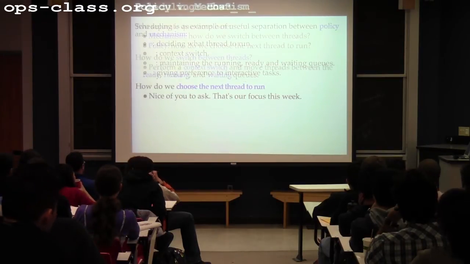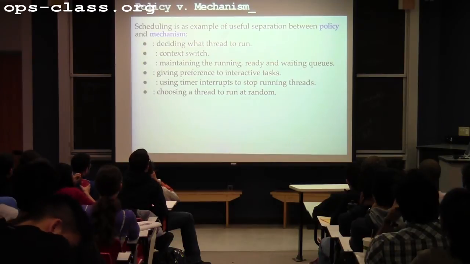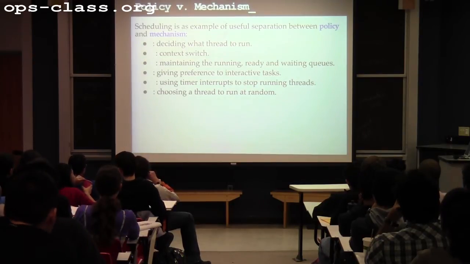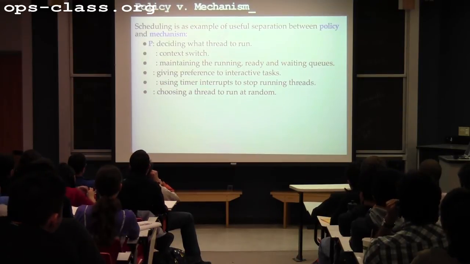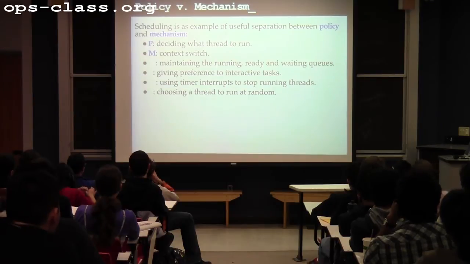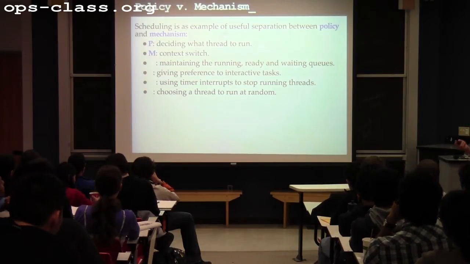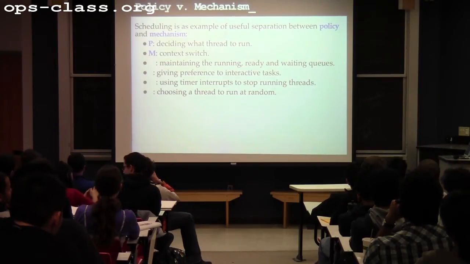Okay, we talked about this. Let's go through another example of this. We already talked about that deciding which thread to run is an example of policy, and moving that thread off and on the CPU, as well as saving state about that thread, including whether it is running, ready, or blocked, which is important information for the scheduler to know. These are examples of mechanism.